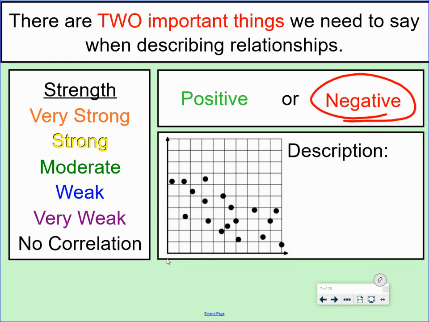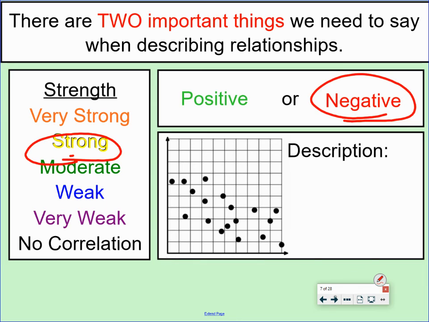Now we also need to say, do we think that the relationship is very strong, moderate, weak, or very weak? Right now, this is kind of a guess. A very, very strong one would be a straight line going down. So my guess is moderate to strong, maybe on the high end of moderate, or the strong. We're going to talk about being more exact in a minute.